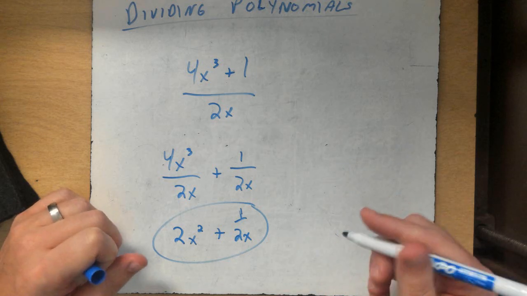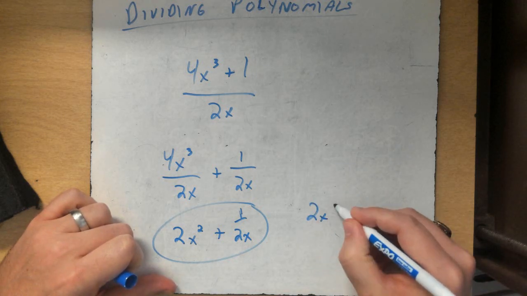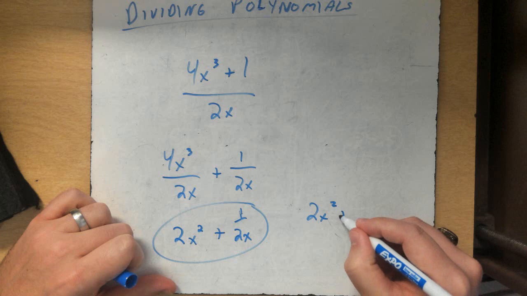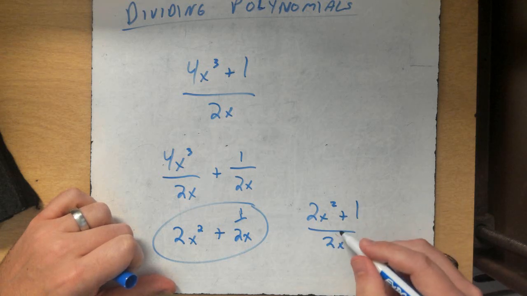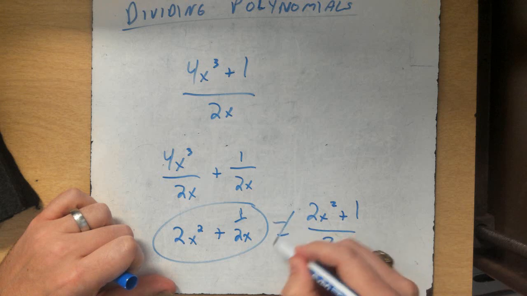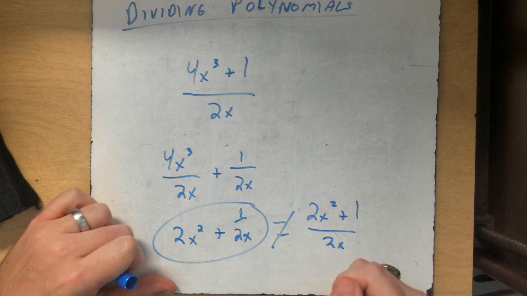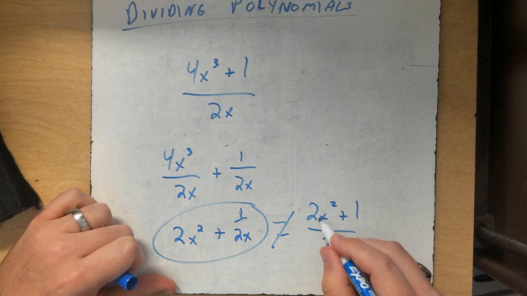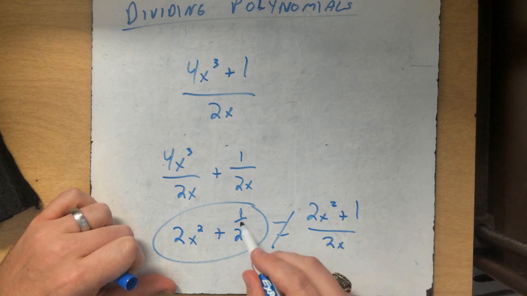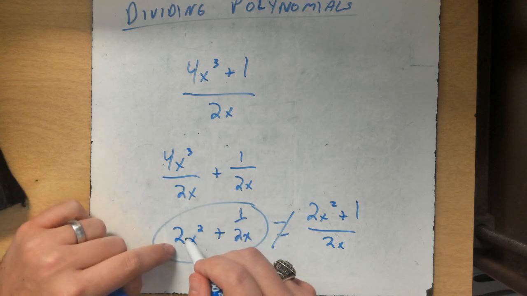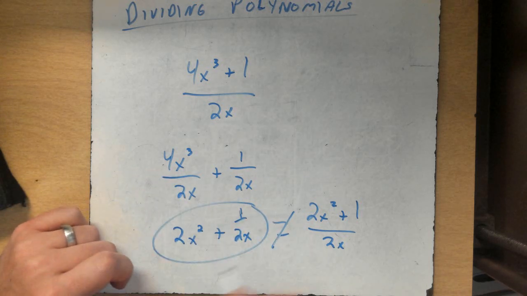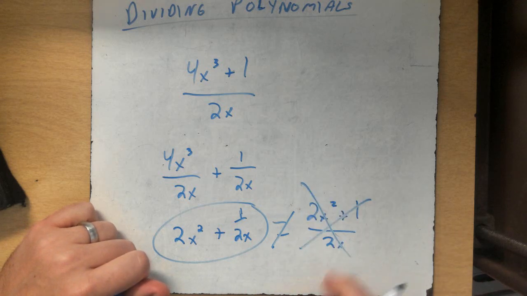Now, some people may be inclined to combine it and do 2x squared plus 1 over 2x as the answer. This is not true. This is not the same as this, okay? This is not equal to the same thing, because if you write it this way, you're implying that this 2x goes to both this and the 1. Well, it only goes to the 1, remember? When we did this up here, we canceled out that 2x. It's gone. We divided to get this. That's why it has to be like this and not this. So don't put them back together if you do it this way.